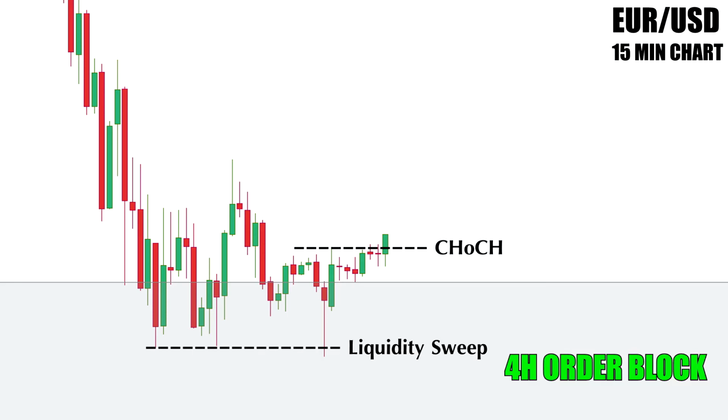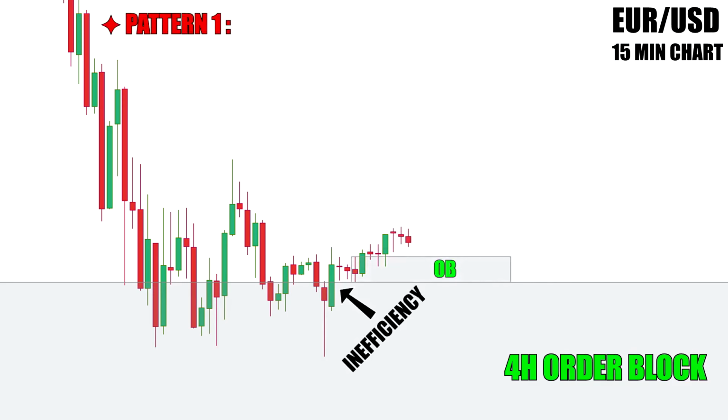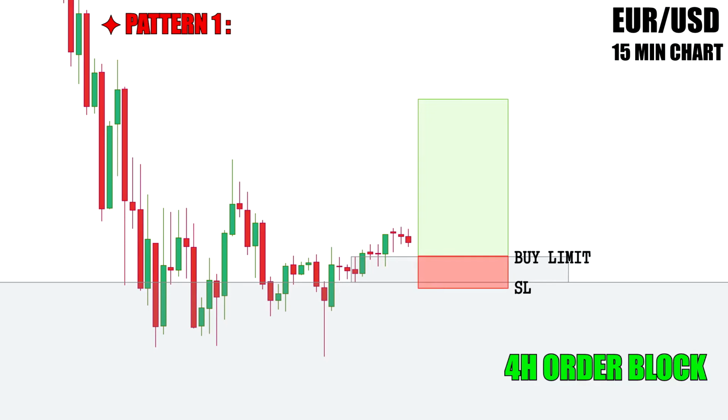Now, in terms of patterns, there are two main setups we focus on. The first pattern occurs when the change of character creates an inefficiency that forms a valid order block. In this case, we place our entry just a couple of pips above the order block and set our stop loss a few pips below the lowest point of the zone. To capture larger risk to reward ratios, we use a simple profit-taking technique that allows us to maximize potential profits without feeling too much tension in the trade.